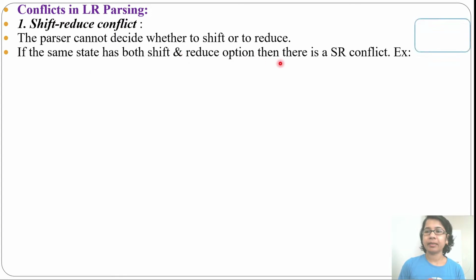Let's see one example. One state contains E derived T dot, T derived T dot multiplication F. The dot symbol is at the end. This is a reduction, and from this state by multiplication you can go to another state. So there is a shift. Dot symbol is before multiplication. By multiplication you can go to another state. There is a shift. So in one state there is a reduction plus there is a shift.